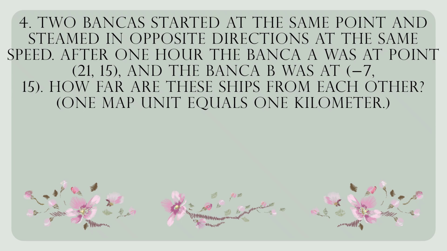All right. Two bancas started at the same point and sailed in opposite directions at the same speed. After 1 hour, Banca A was at point 21, 15, and Banca B was at negative 7, 15. How far are these boats from each other? One map unit equals 1 kilometer. Let's identify first the x sub 1. X sub 1 is 21. The x sub 2 is negative 7.